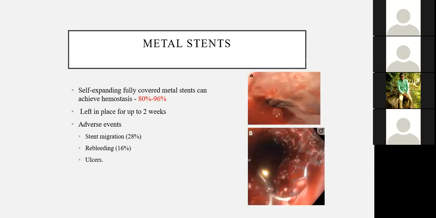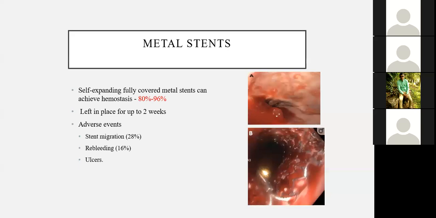And the metal stents, these are self-expanding, fully covered metal stents that can achieve hemostasis of 80% to 96%. And these can be left in place up to 2 weeks. The adverse reactions of these stents include stent migration seen in 28% of the patients, re-bleeding, and ulcers.